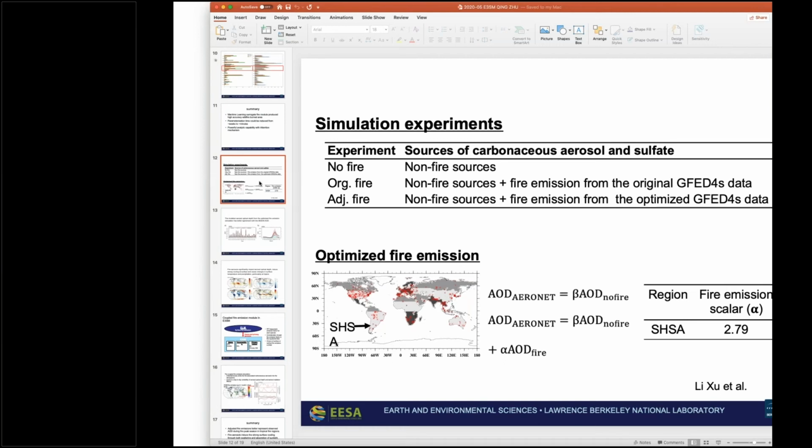And the second part here is work mainly done by Li Xu at UCI.